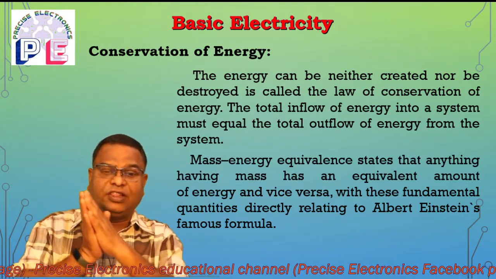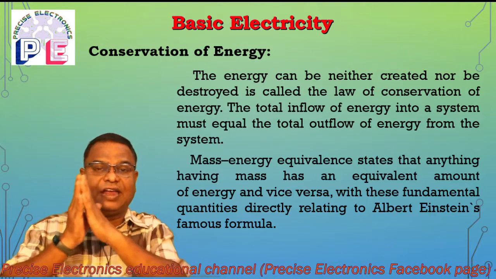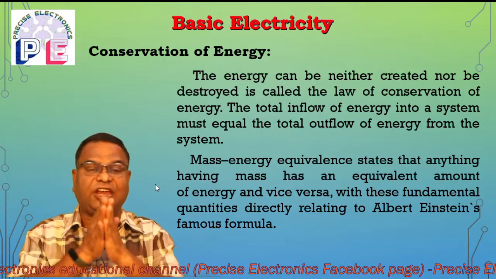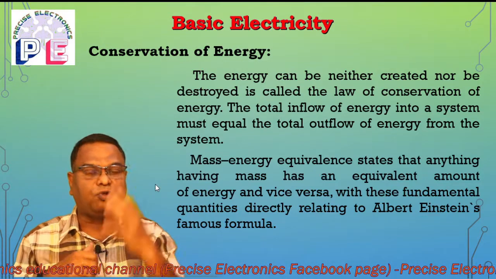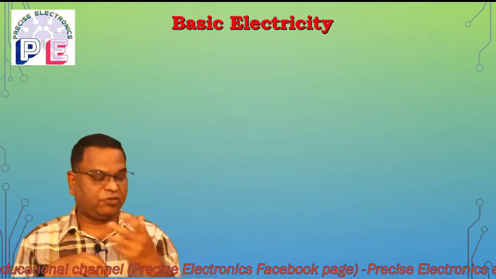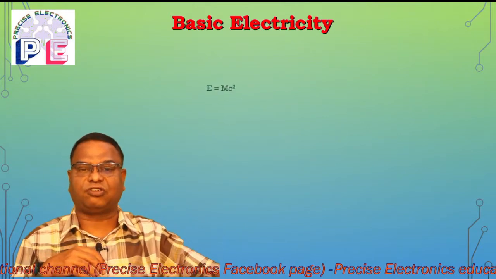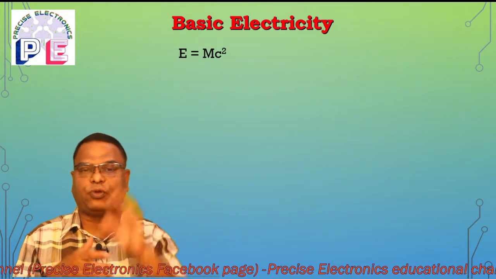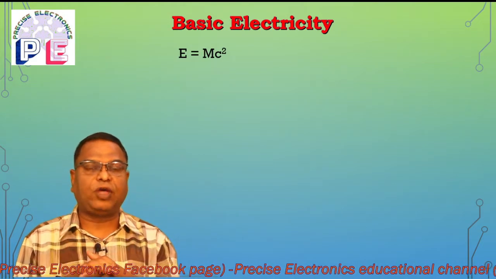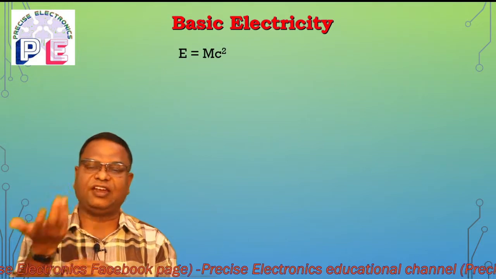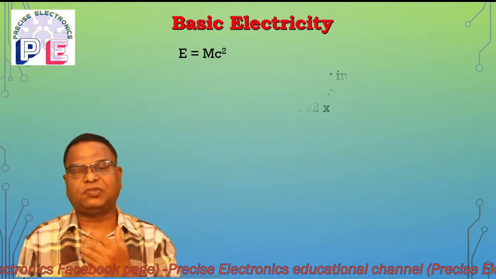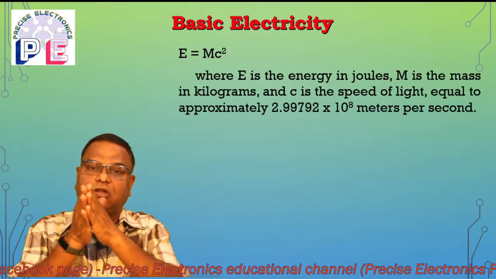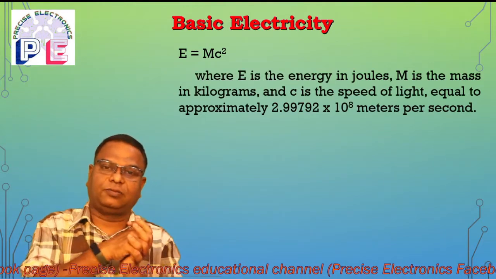That means these fundamental quantities are directly related by Einstein's equation, Albert Einstein's formula, and this formula is very famous, that is the Einstein formula or Einstein equation. What is that formula? That is E is equal to mc square. What is E? Obviously E is energy. What is m? That is the mass of that element, and c is the speed of light.